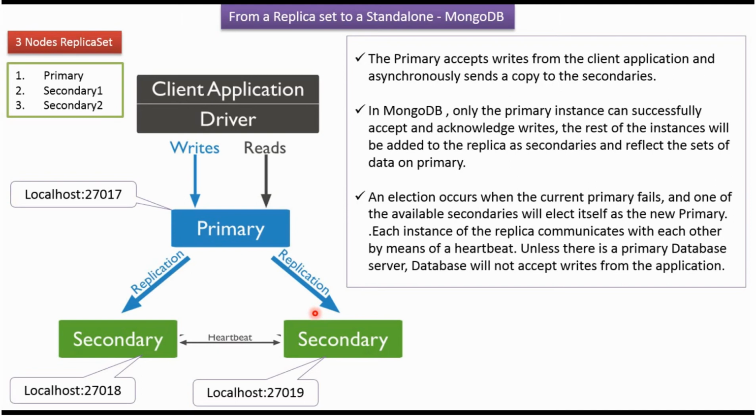primary data. An election occurs when the current primary fails, and one of the available secondaries will elect itself as the new primary. Each instance of the replica set communicates with the others by means of heartbeat. Unless there is a primary database server, the database will not accept writes from the client application.